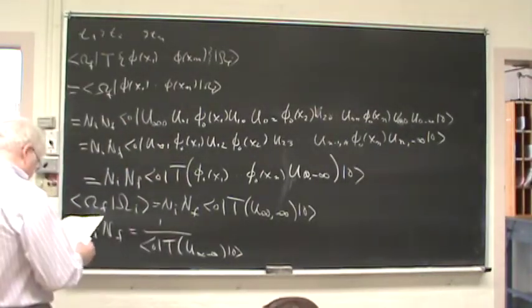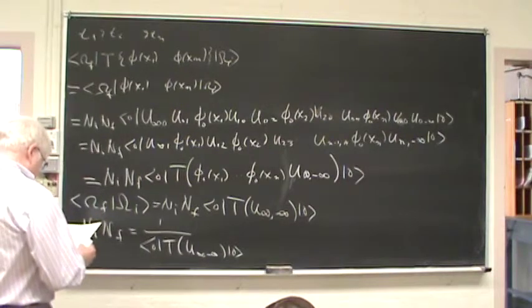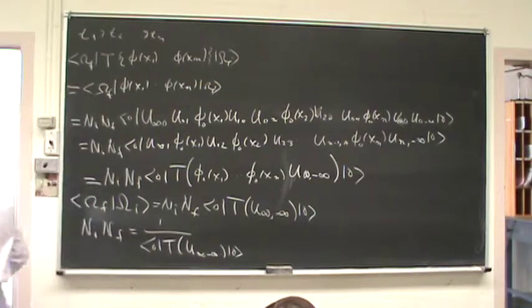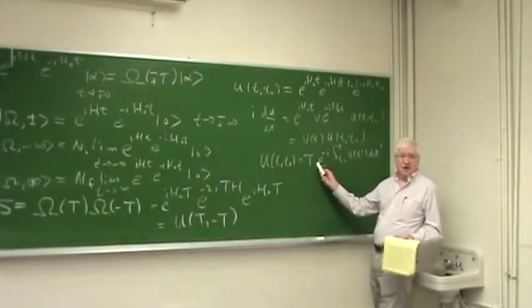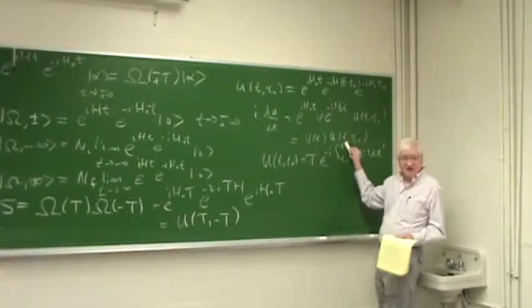All right. And now we remember what U of infinity minus infinity is. It would just be this time ordered product of the integral from minus infinity to plus infinity.